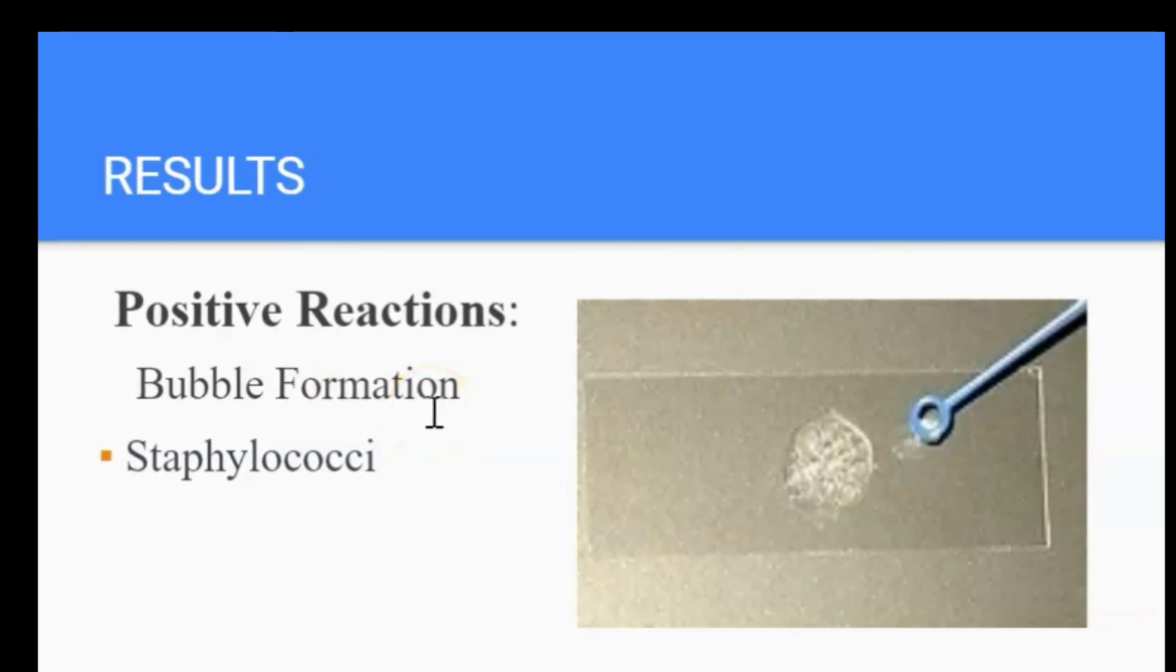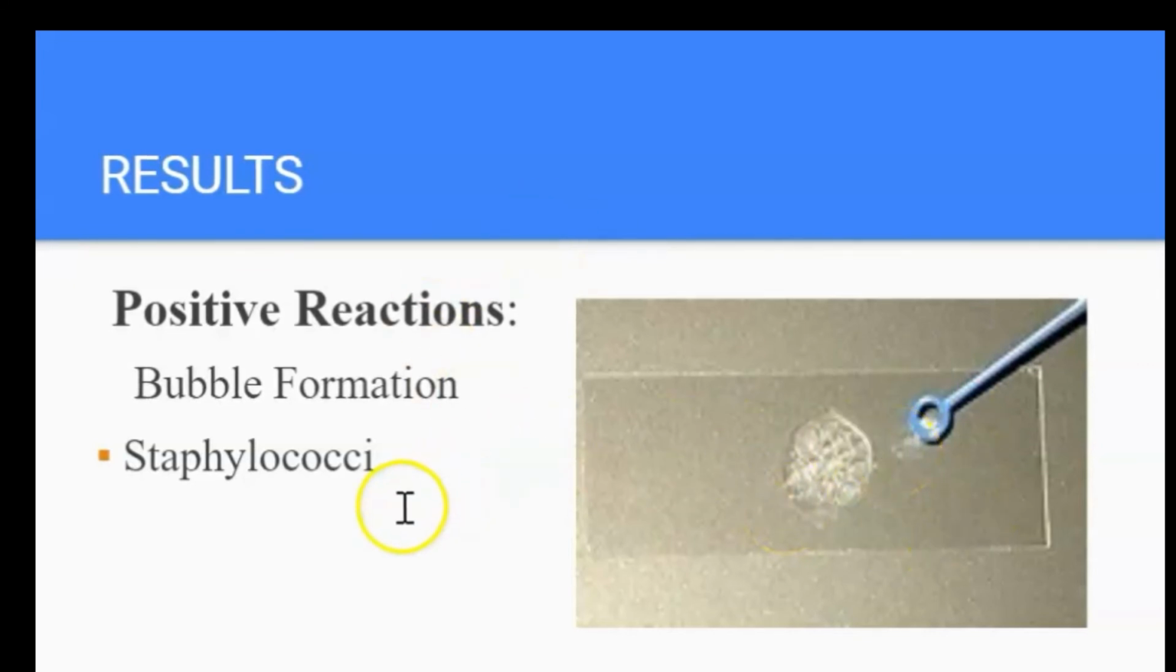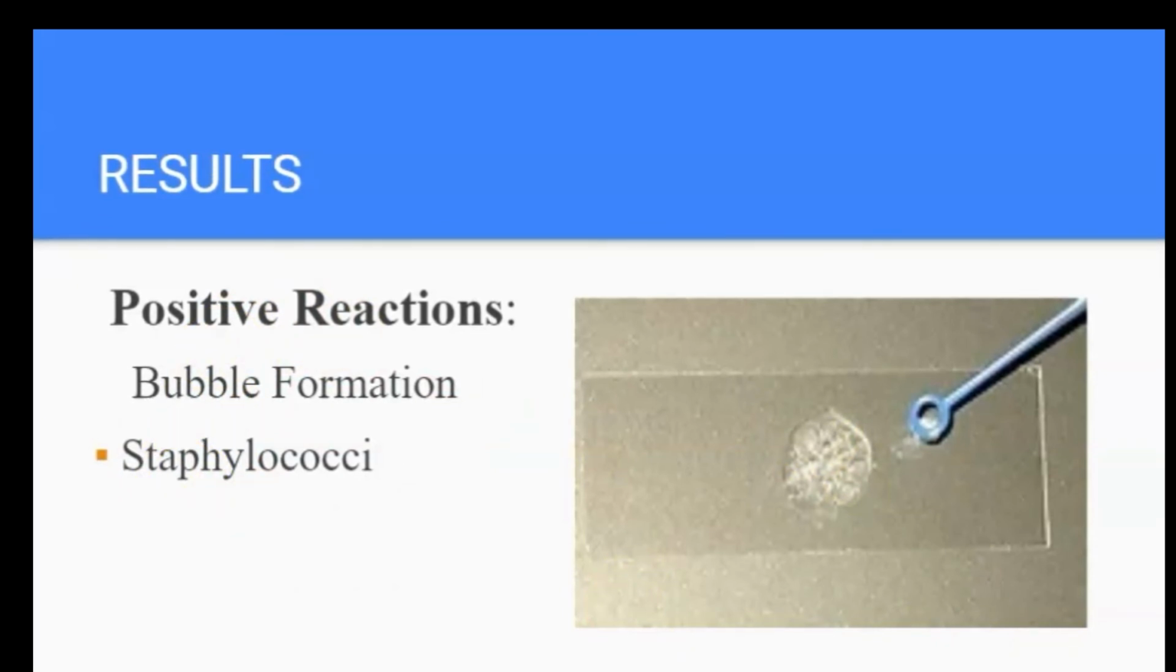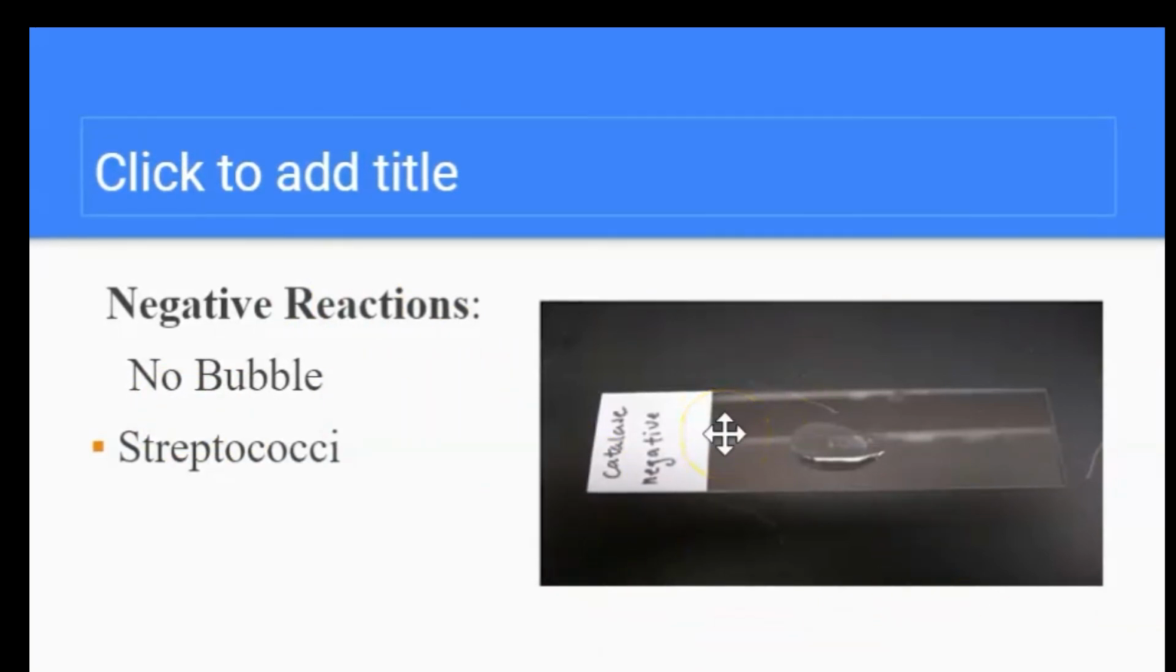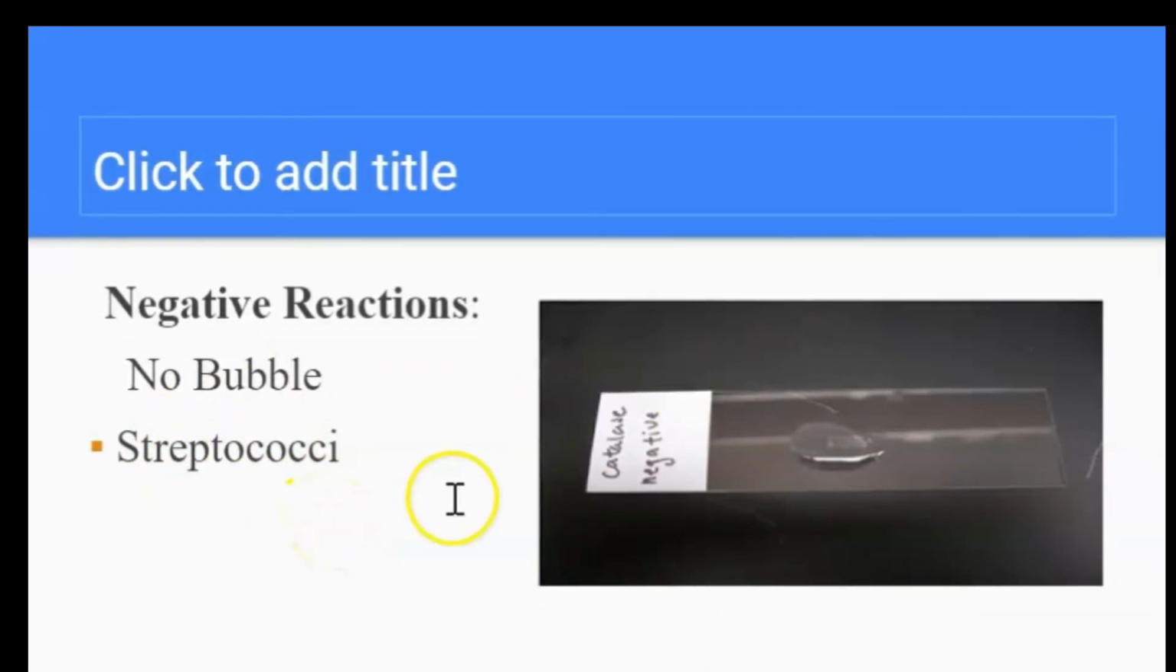The results of catalase test: if you see bubbles, it means that the test is positive, and a positive catalase example is staphylococci. Staphylococci bacteria have catalase enzyme. Negative reaction means no bubble. If you see no bubble, it means that it may be streptococci. Streptococci is an example of negative catalase test.